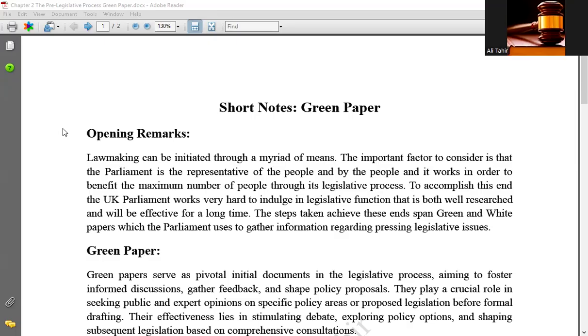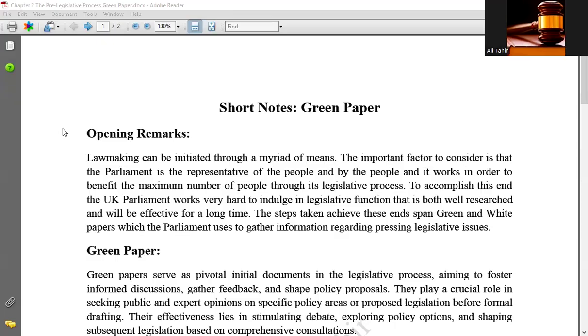The opening remarks state that lawmaking can be initiated through a myriad of means, but it will be initiated. It is a research problem, basically. And in order to identify a problem, you have to look into the society that the parliament exists in and try to identify what things need redressal or what things are to be considered by the lawmakers. In this particular case, it is some problems that are being noticed by academicians, by lawyers, and by retired or senior judges, which are addressed by the green paper societies.